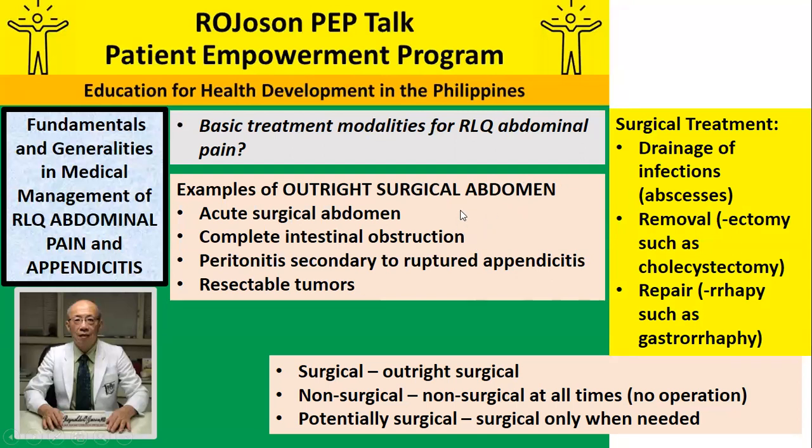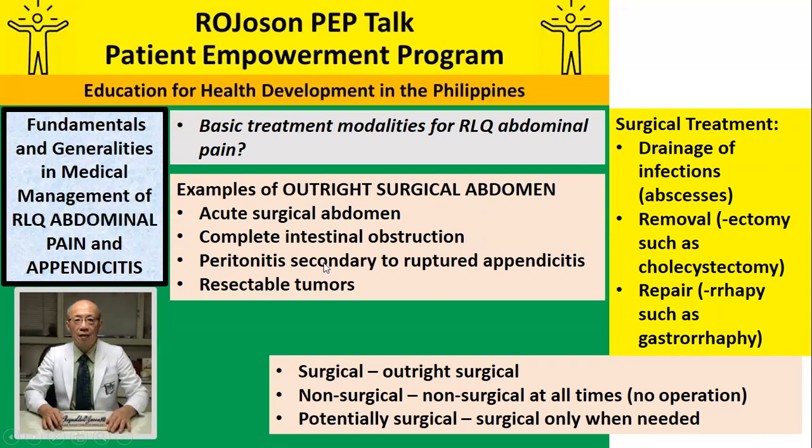So examples of outright surgical abdomen, meaning the right lower quadrant pain is caused by a condition that needs to be operated on right away. As I said, if the physician decides that it's a surgical abdomen, the patient needs operation no matter what the specific disease is. Then it's an example of acute surgical abdomen as a condition calling for outright operation. If there is complete intestinal obstruction, because if you don't operate on this, the intestine will rupture, causing more problems.